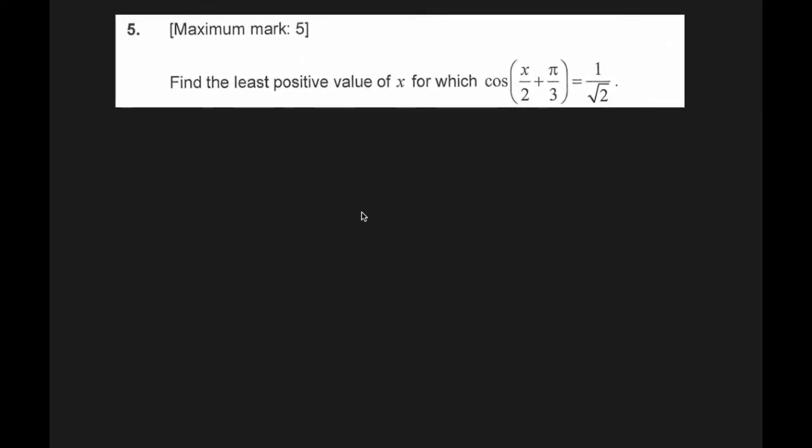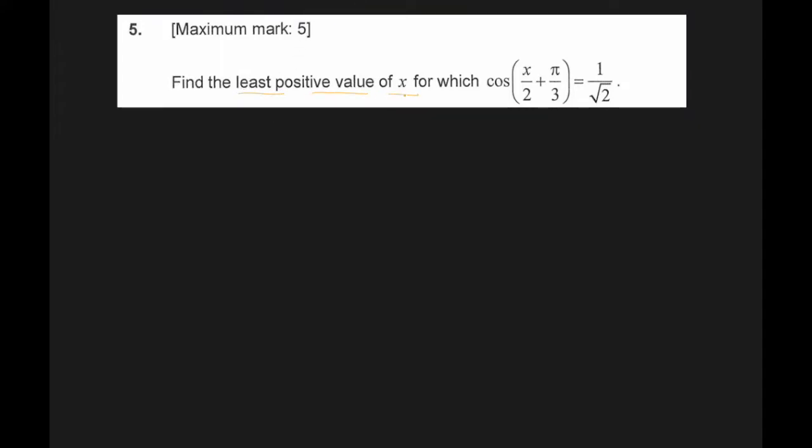Find the least positive value. Least and positive value of x. So this is the equation for us. So let's isolate x first. x over 2 plus pi over 3 is cos inverse 1 over square root 2. So the value of cos is positive. That means cos will be either in the first quadrant here or the fourth quadrant here. Cos is positive in these two quadrants, and we will evaluate cos inverse 1 over square root 2, which is pi by 4.